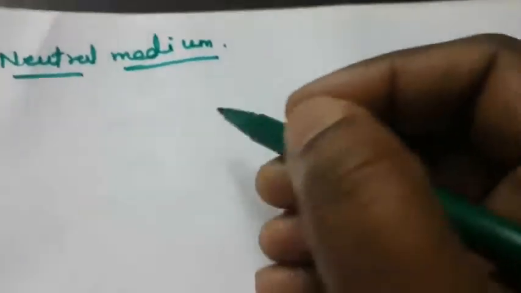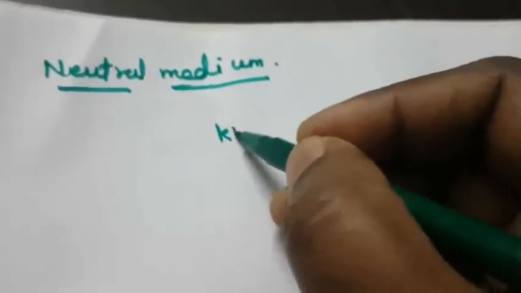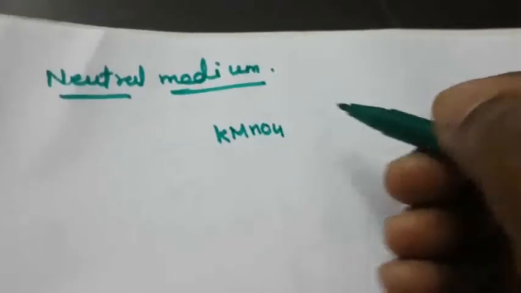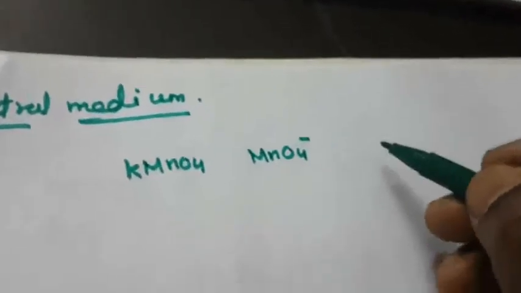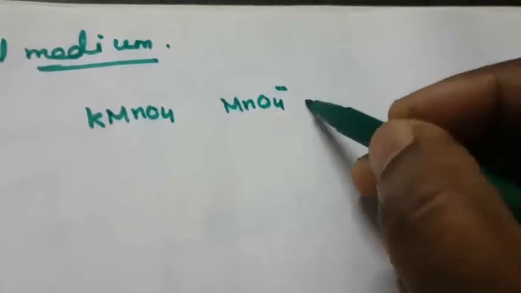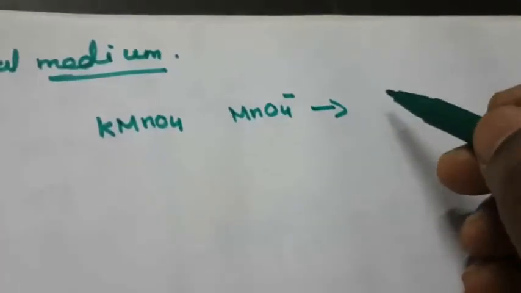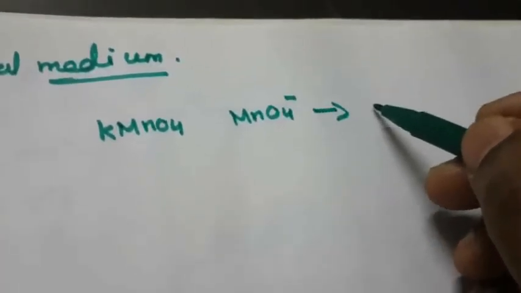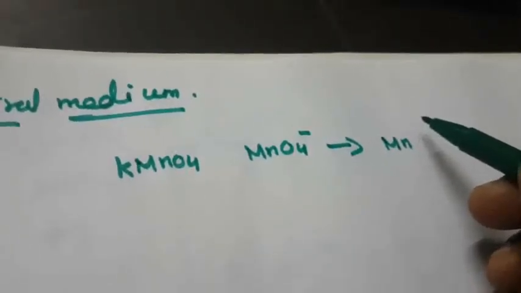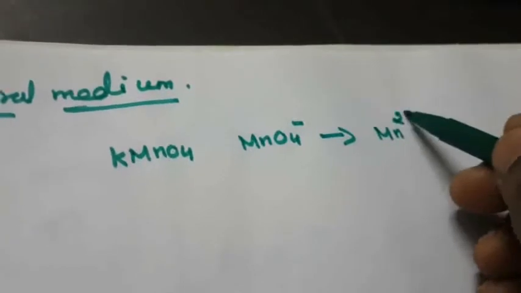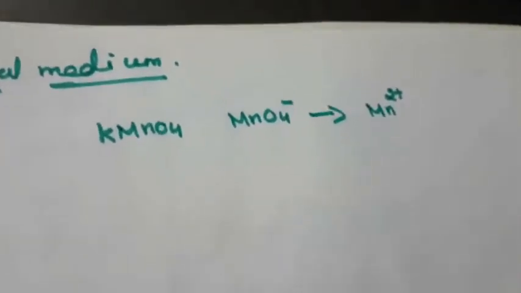So what is the neutral medium? First is KMnO4. The ionic form is MnO4 minus. MnO4 minus is reduced to Mn2 plus.